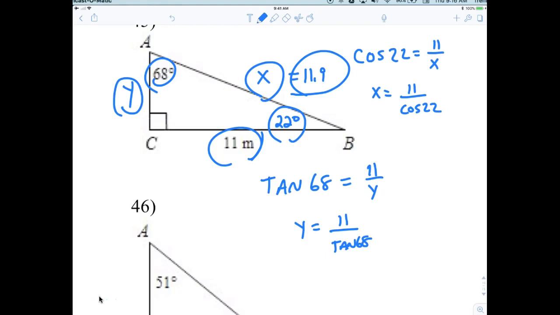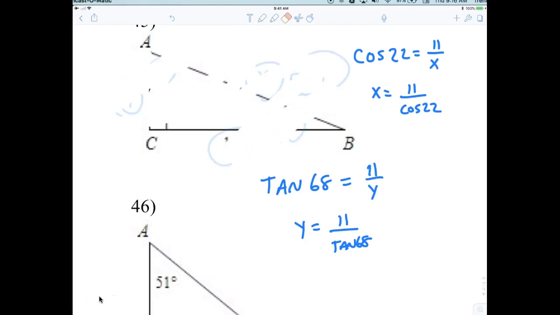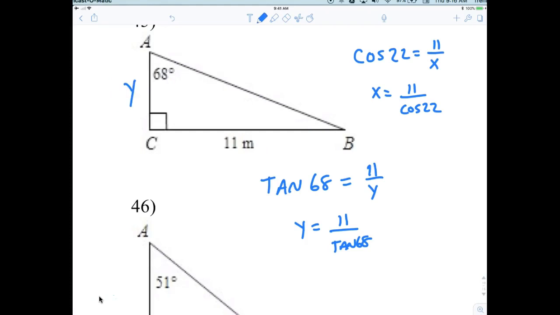Because we were trying to find the side, you used regular tangent. Well, no, it's not about the side. It's that I'm missing this side. So I used 68, this, and this. I just don't understand when you use inverse.